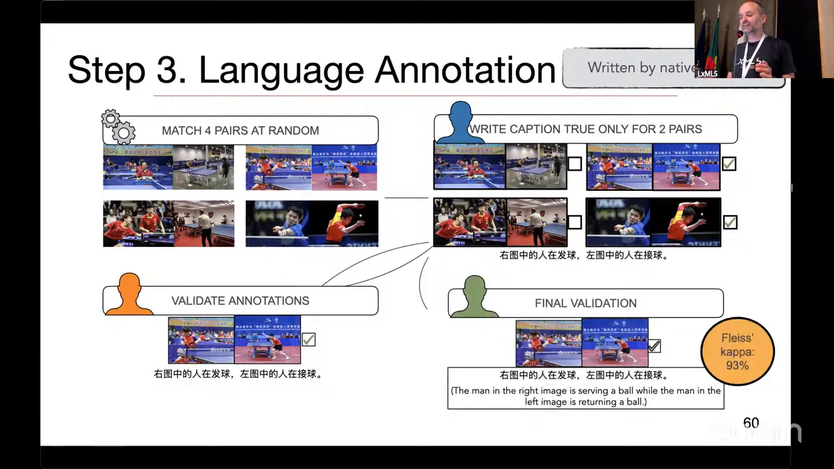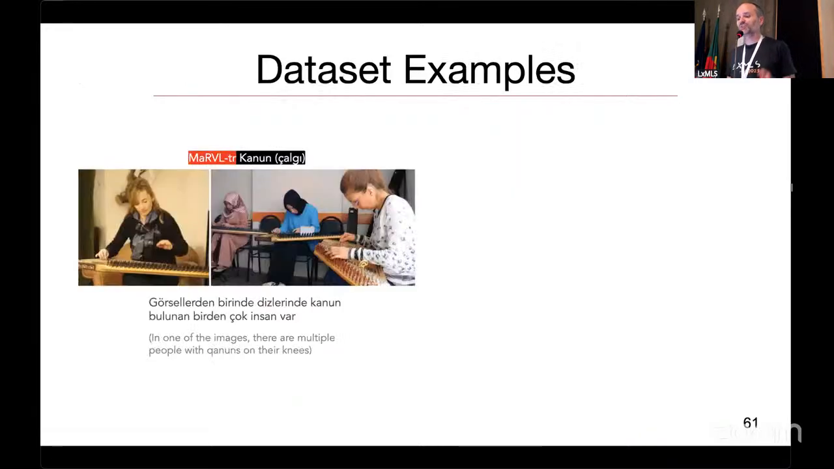And the inter-annotator agreement on this was really high. We got a Fleiss kappa of 93%. So the final output here gives us a good bound on what models could expect to perform on this. In terms of what this data actually looks like at the end, here's an example from Turkish.